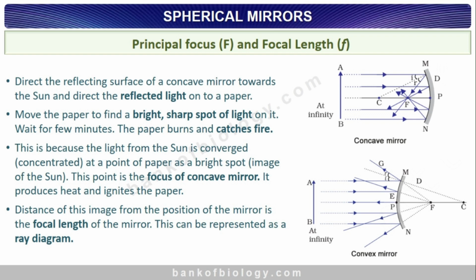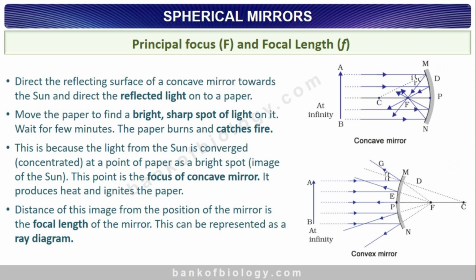Principal focus F and focal length small f. Direct the reflecting surface of a concave mirror towards the sun and direct the reflected light onto a paper. Move the paper to find a bright sharp spot of light on it. Wait for a few minutes. The paper burns and catches fire.